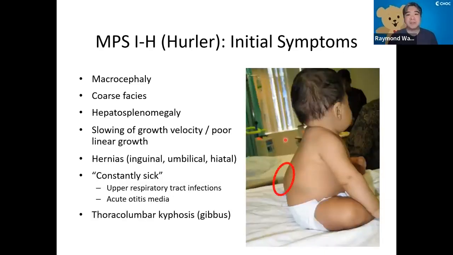Orthopedic manifestations are the other common initial presentation. And so this young boy, the parents noticed a bump in his back, the kyphosis, and will often get referred to orthopedics for this. And so again, many MPS patients before the era of newborn screening had seen multiple specialists before the diagnosis was provided.